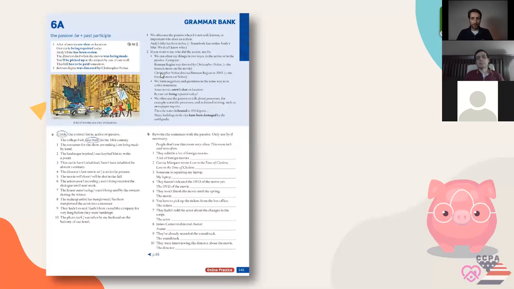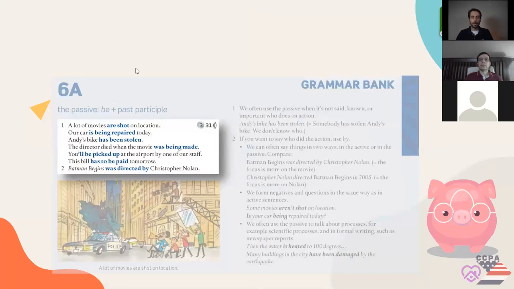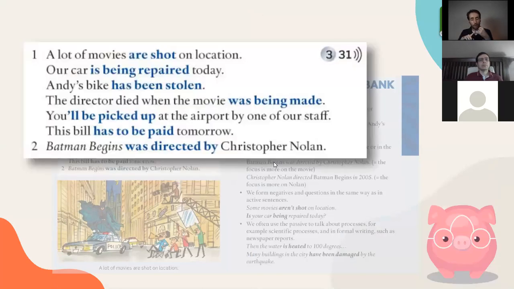let's remember what this unit was about. Yes, this unit was about the passive, the passive voice, which is always a combination of be plus the participle. But let's look at some of our examples here. We have our first set of examples. Let's read all of them. A lot of movies are shot on location, the name of our unit.